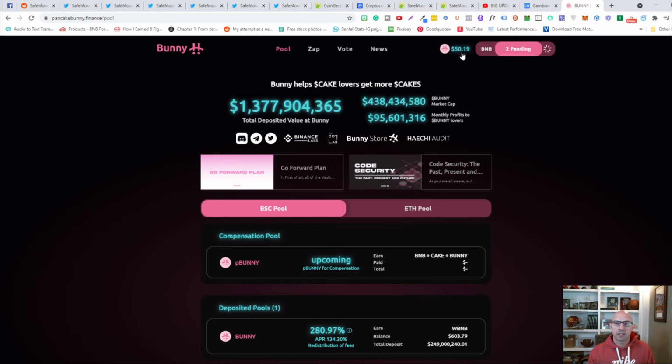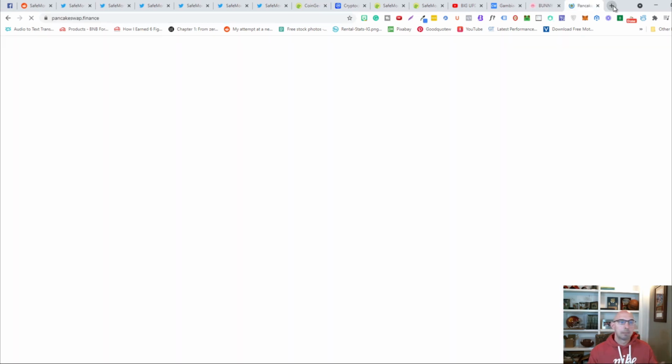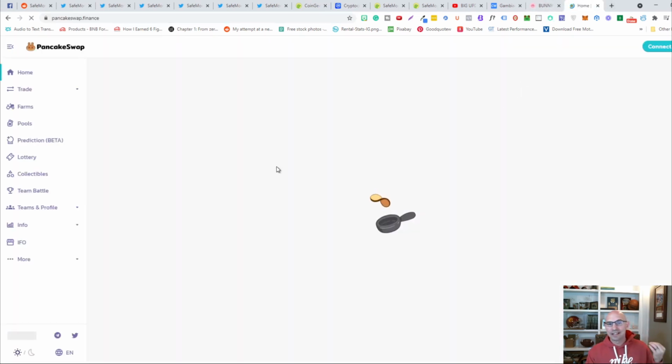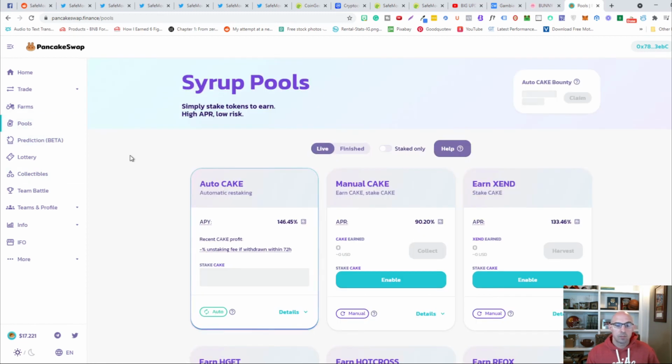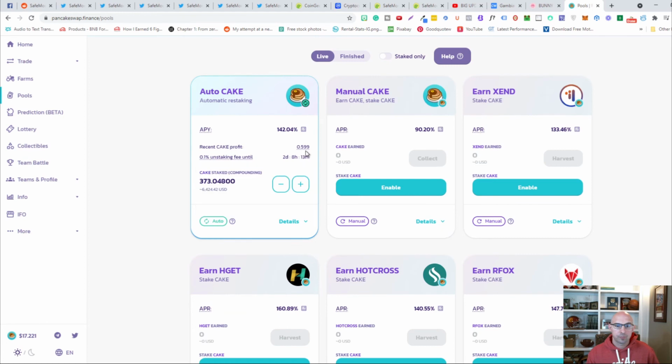I actually bought a few Bunny, and I actually bought a few of Cake. My goal with Cake is to get it so that it is paying me out one Cake a day, and that's ultimately what I'm shooting for. And so now, in 8 hours, I'll probably be around 0.9 Cake a day. So that's paying me right now $17, but as the price of Cake increases, my whole percentage of growth, or of my return, is going to be so much higher.